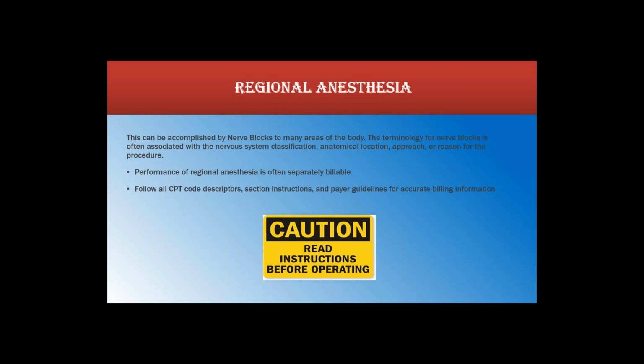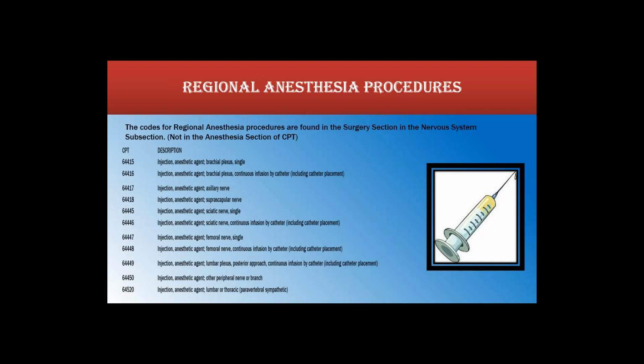Always refer to all CPT code descriptors, section instructions, and payer guidelines for accurate billing information. The codes for regional anesthesia procedures are found in the surgery section in the nervous system subsection, not in the anesthesia section of CPT.